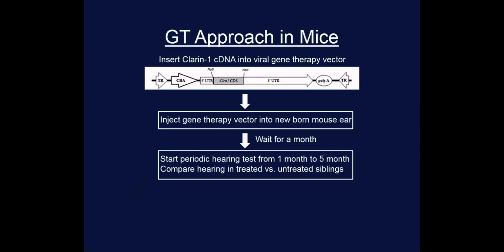This slide shows the Clan1 gene therapy construct that is used with the AAV viral gene therapy vector. So the Clan1 cDNA is in the middle of the construct, and this viral gene therapy vector was injected into the ear of mice that are 2 to 3 days old. And after that injection, we wait for about a month and look at the hearing over a period of time.